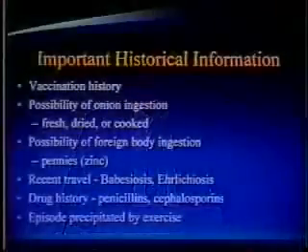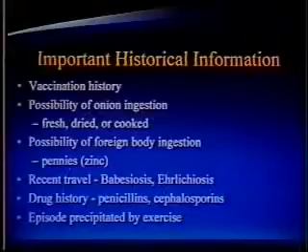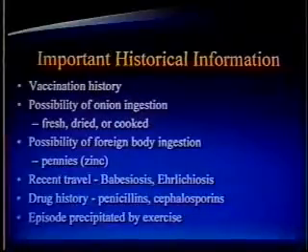All right, next slide. Important historical information for this disease is the vaccination history. You also need to eliminate other causes of hemolytic anemia, which could include the ingestion of onions. Onions that are either fresh, dried, or cooked in dogs can cause hemolytic anemia. Also, pennies. Pennies that have the interior made of zinc can cause hemolytic anemia.